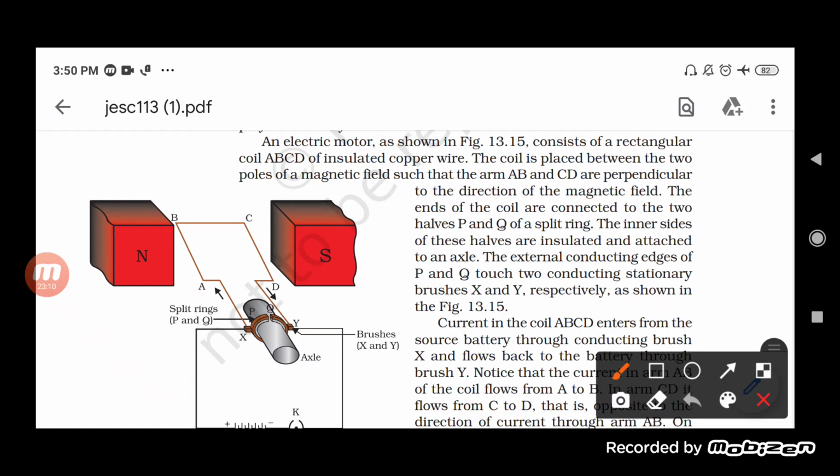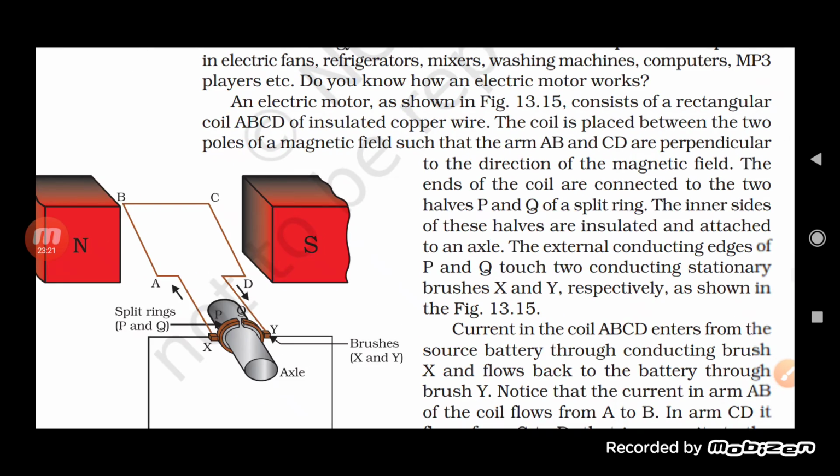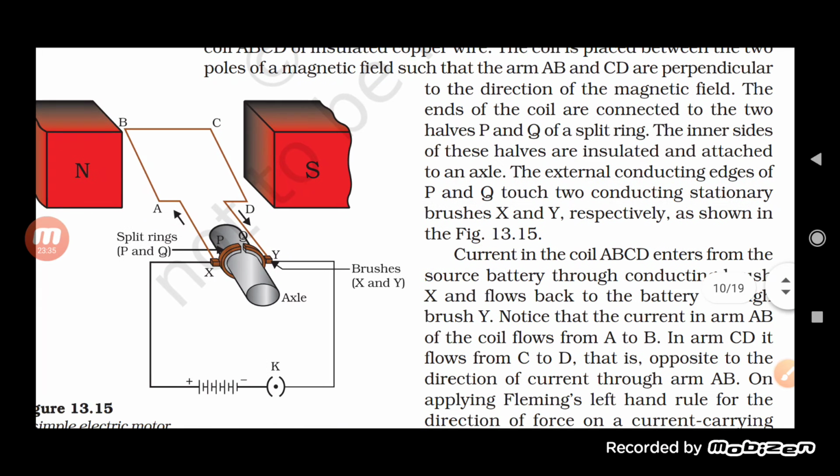Now the external conducting edges of P and Q touch two conducting stationary brushes X and Y. See here, the external edges P and Q are touched by X and Y. These two are the two conducting stationary brushes, X and Y. This is the whole structure. Then X and Y are connected to a battery and a key. The two brushes also help in holding the split rings together.